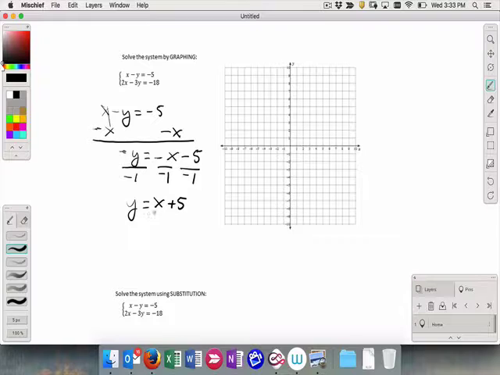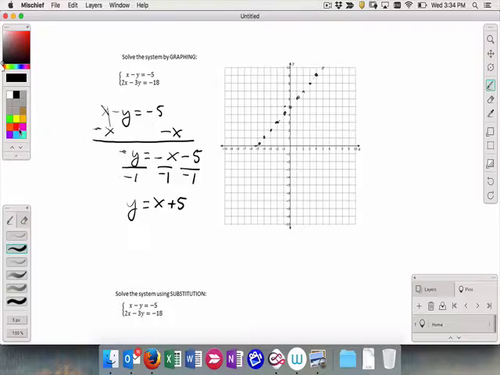Now that's easy enough to graph. It starts right here at 5, and then it just goes up 1 over 1. And I'm just going to make dots, because I'm looking for a common solution. So here we go, we've got some dots there, and I'll make some back here. If I wanted, I could make a line that would go through all those dots, but I think that'll work out just fine.